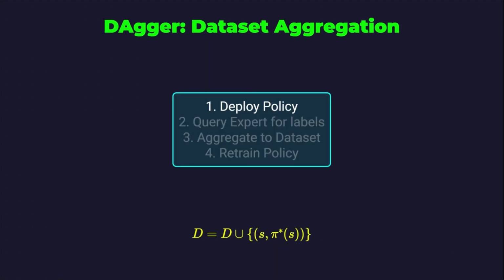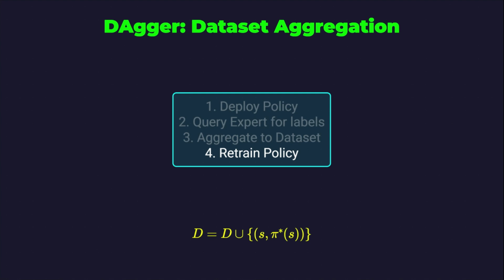Dataset Aggregation, or DAgger, provides an iterative solution to mitigate covariate shift. DAgger actively queries the expert for labels at states where the current learned policy deviates from the optimal path. The process starts with the initial expert dataset. The current policy is deployed, and whenever it encounters a state, the expert provides the optimal action for that state. This new state action pair is immediately aggregated into the growing dataset. The policy is then retrained on the combined expanded dataset.